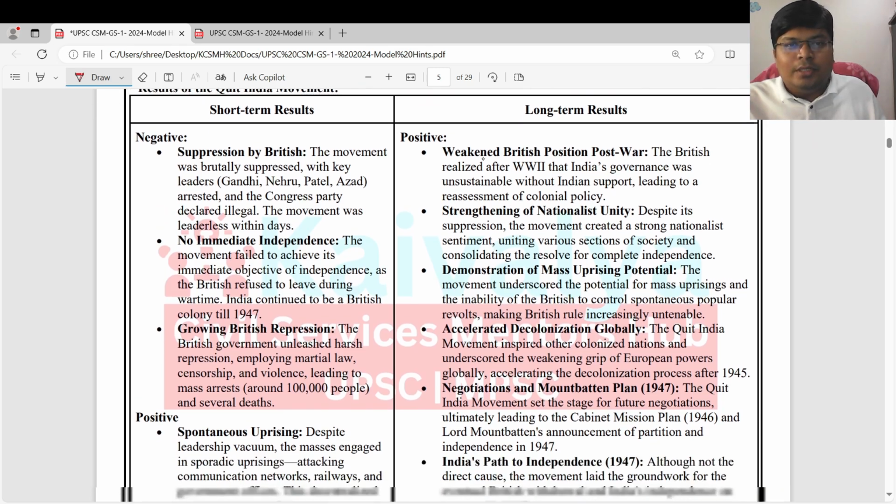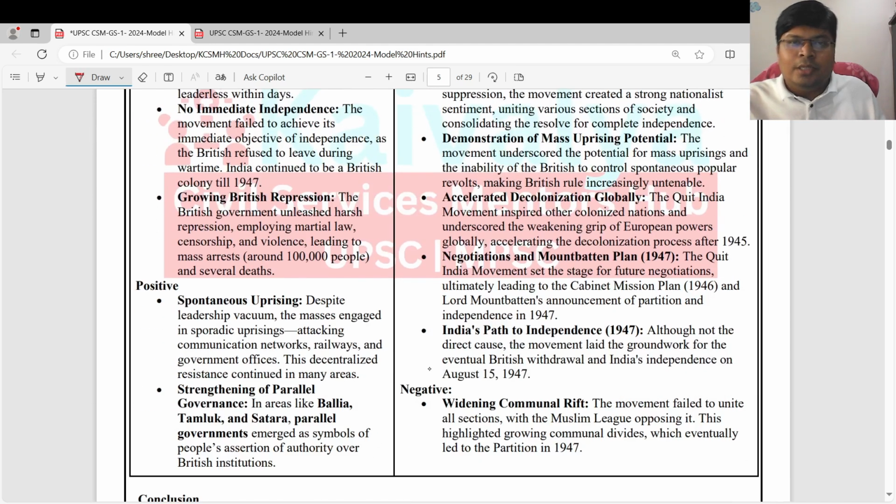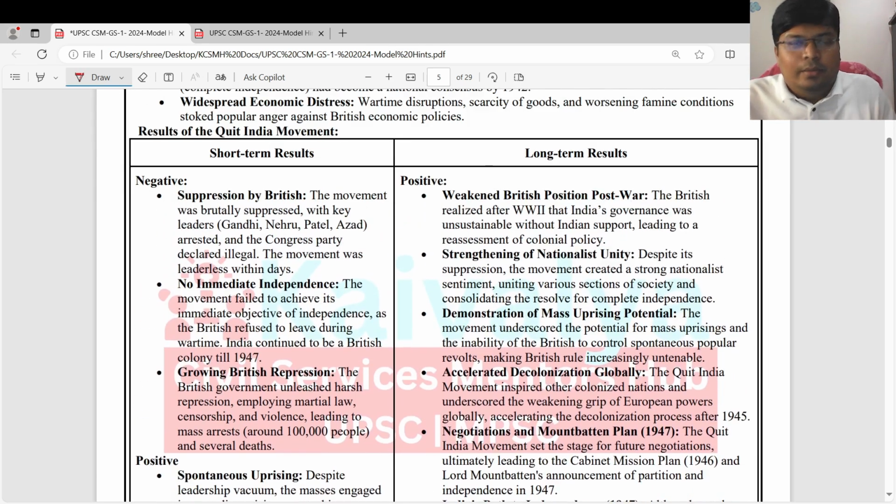Again, in the long-term results, you can classify it into positive result and negative result. Means at a minute level, if you structure it in such a way, it reflects your thinking process, and it will obviously impress the examiner and you will get the maximum marks.